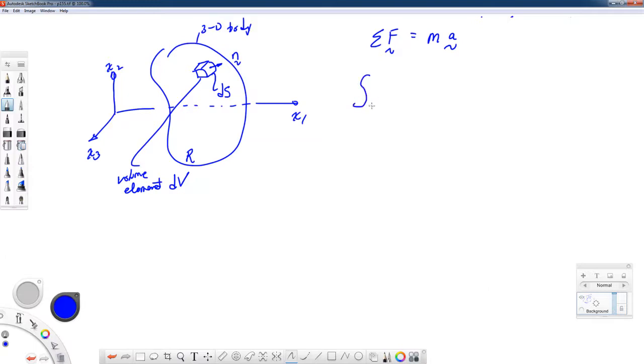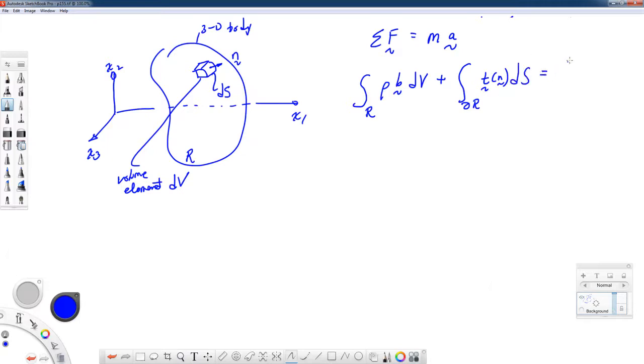we're going to have a volume integral of rho times the body force vector B dV. Okay, that's our long-range forces, plus our short-range forces that we're going to integrate over the surface. Now, it's common in some texts to denote the surface as partial R. So this would be the traction as a function of the unit normal, integrated over the surface.